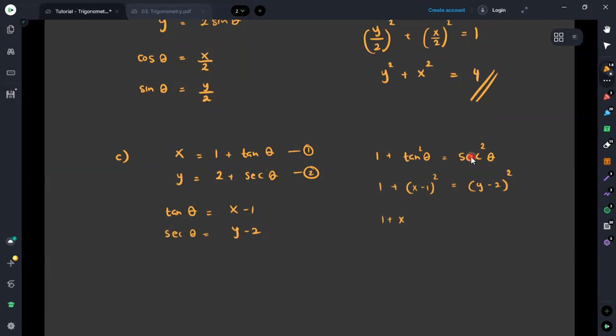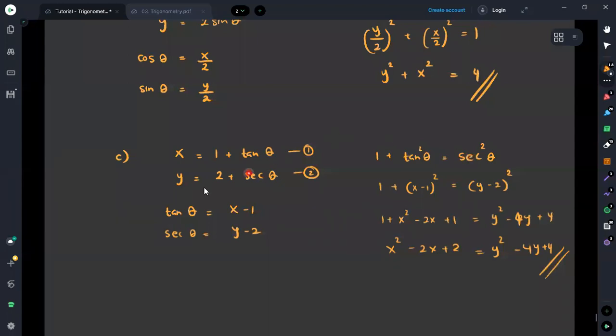Therefore, we get x squared minus 2x plus 1 equals y squared minus 4y plus 4. If you solve this further, we get x squared minus 2x plus 2 equals y squared minus 4y plus 4. Therefore, this is how we are removing the theta from the equations.